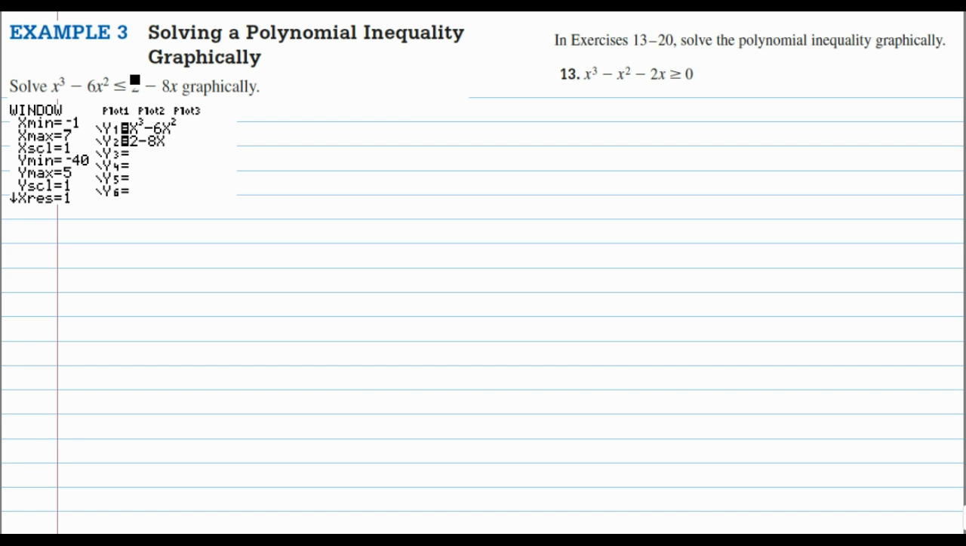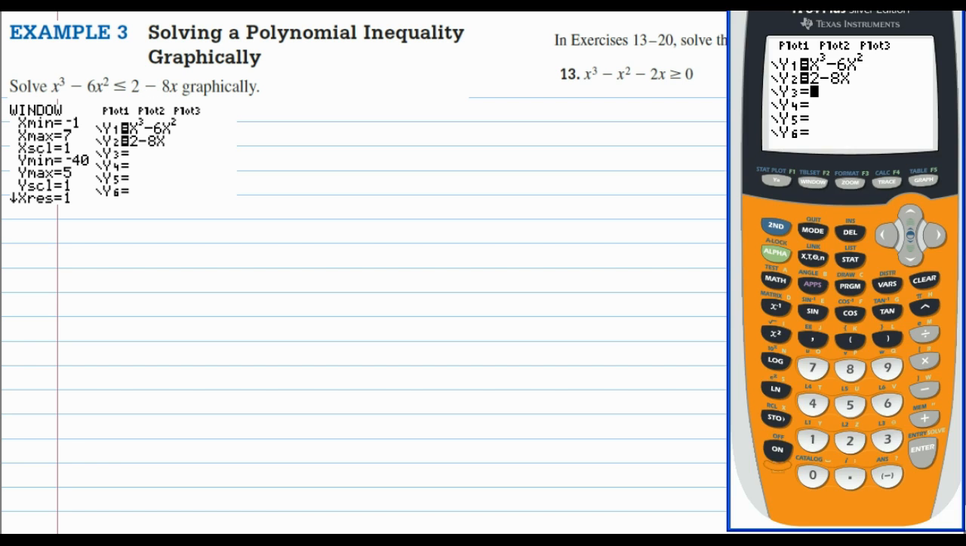First, in example 3, I set the left side in y1 and the right side in y2. If I am looking for when the left side is less than or equal to the right side, I need to find out when the right side is higher than the left side, so when the left side is lower. I need to know when y1 is lower. The right side is a line, so I need to know when the curvy one dips below the line. So I'm going to go to the graph.